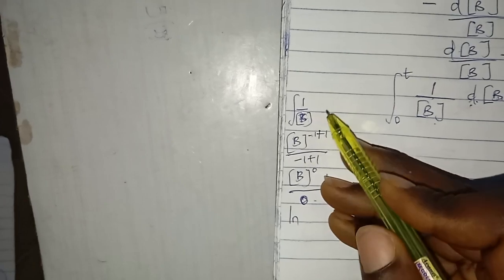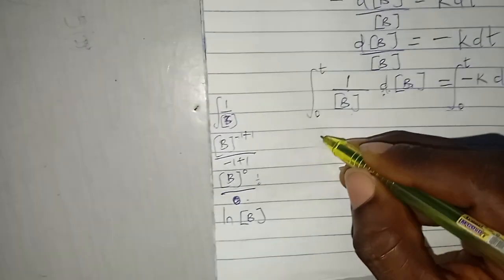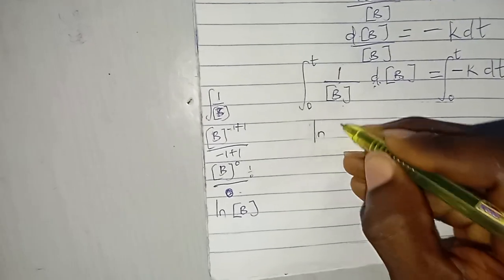And it's simply this: instead of doing this to get 0, just take the natural log. Whenever I have anything like 1 over b, or 1 over x, or 1 over a, or 1 over y, or 1 over c, which will end up giving me 0 as the denominator, I simply take the natural log of that particular thing. So I will introduce the natural log. What I will have here is simply the natural log of concentration B.